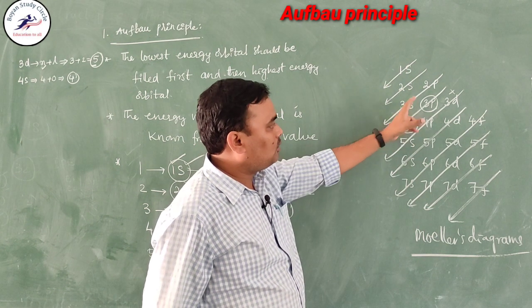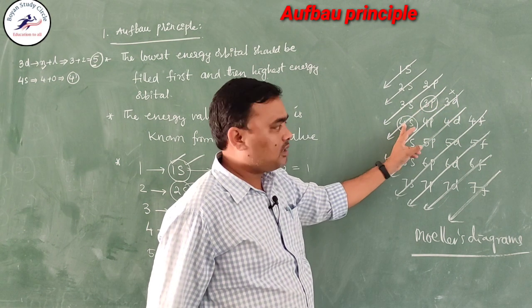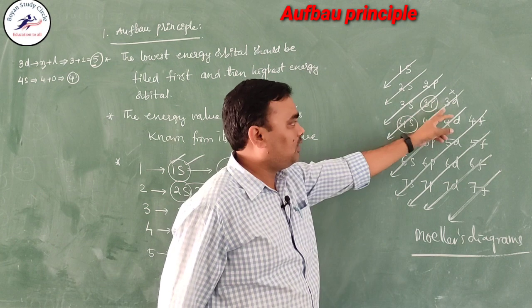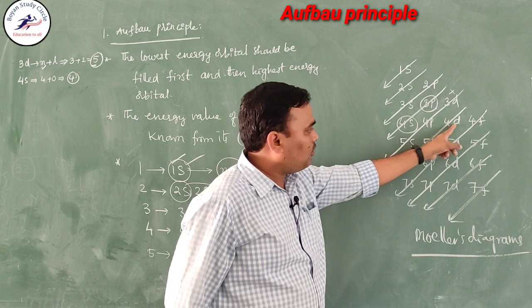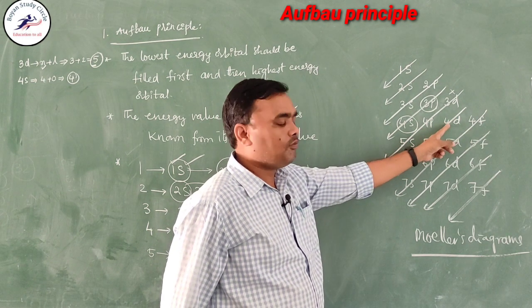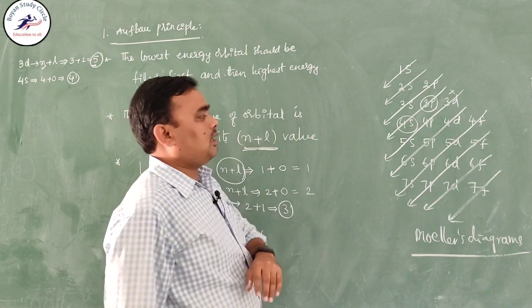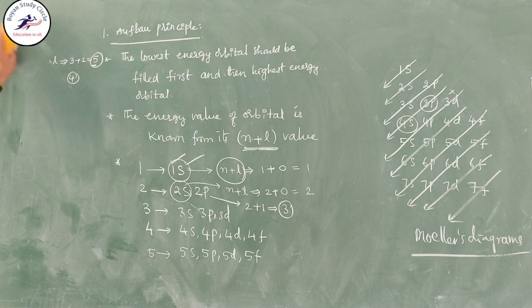In some places you come across that before 3d, 4s is filled because 4s is having lower energy than 3d. So, that is why 4s is filled first. In the same way, before 4d, 5s is filled because 5s is having lower energy than 4d. So, in that way it can be filled, right. So, this is about the Aufbau principle, right.